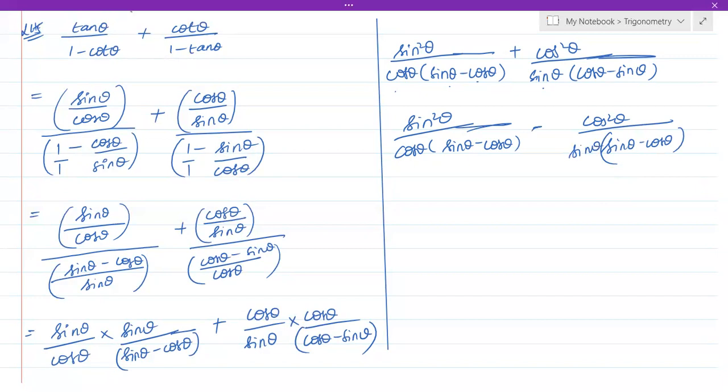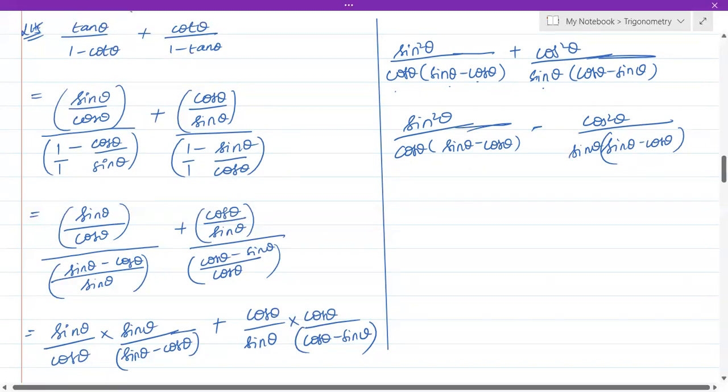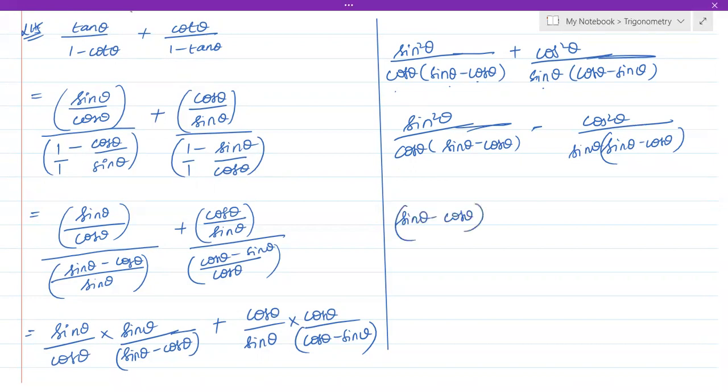Now, if you observe, there is a common thing in the denominator, sin theta minus cos theta, sin theta minus cos theta. So let's take it outside. Since it is in the denominator, I have taken sin theta minus cos theta as common in the denominator, so the numerator will be 1. What is left out? Sin square theta by cos theta minus cos square theta by sin theta. I've just taken sin theta minus cos theta as common. Now inside this bracket, let's take LCM.